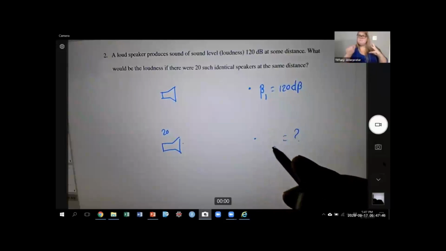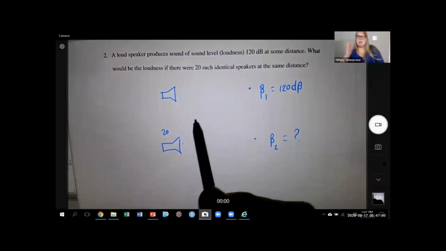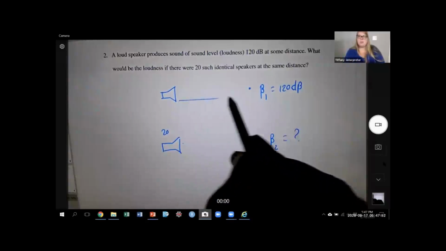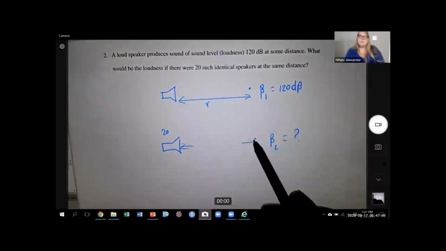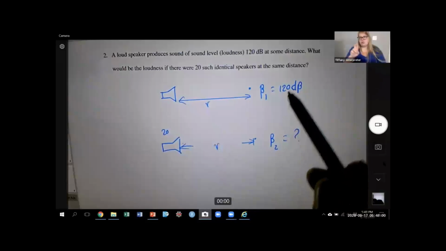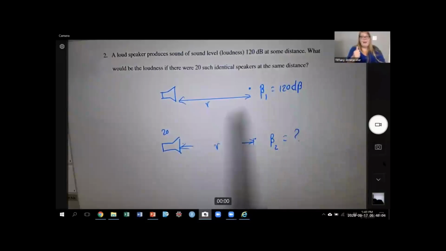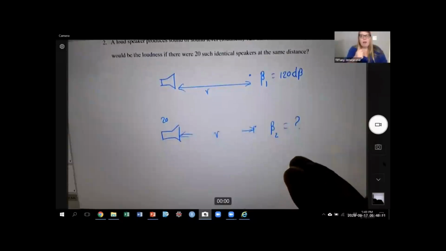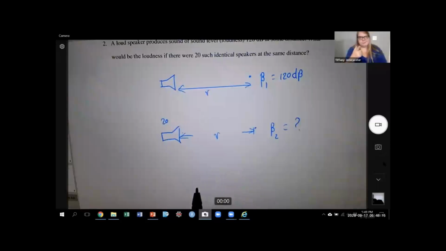That's the question. At the same distance, right? Same distance R. What's the new decibel, right? So definitely it will not be 20 times this, because the loudness will not increase linearly, as we know. Definitely it won't be 20 times. But how do you find that? Just use the similar concept that I just showed you in the beginning.